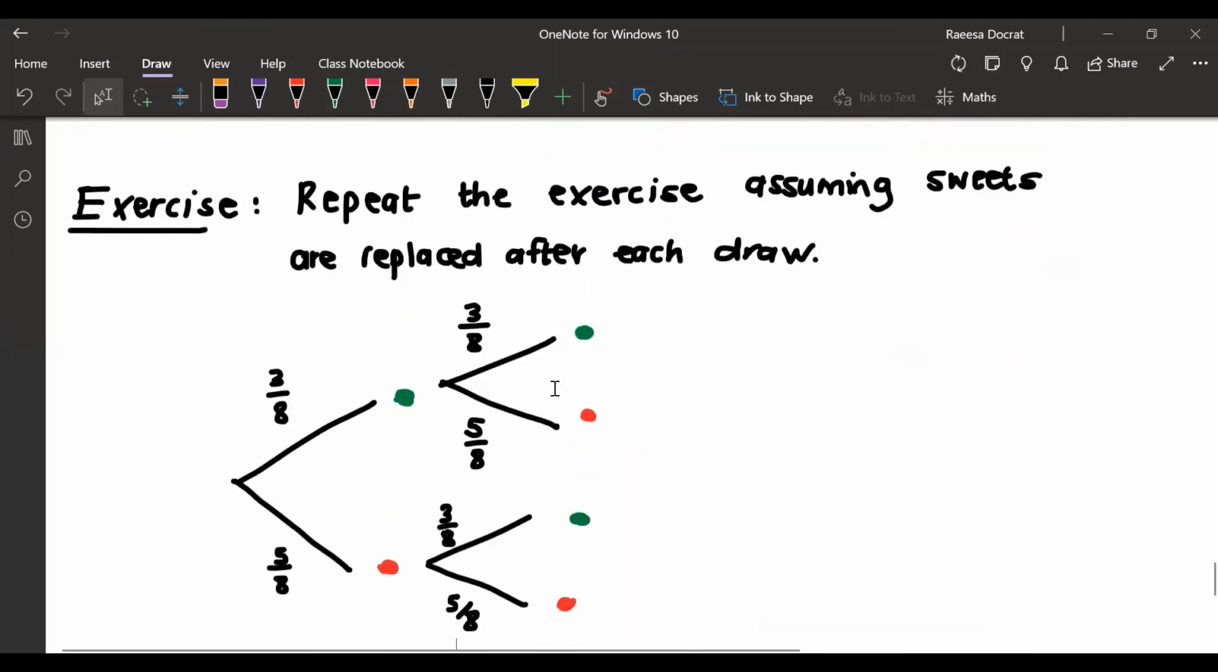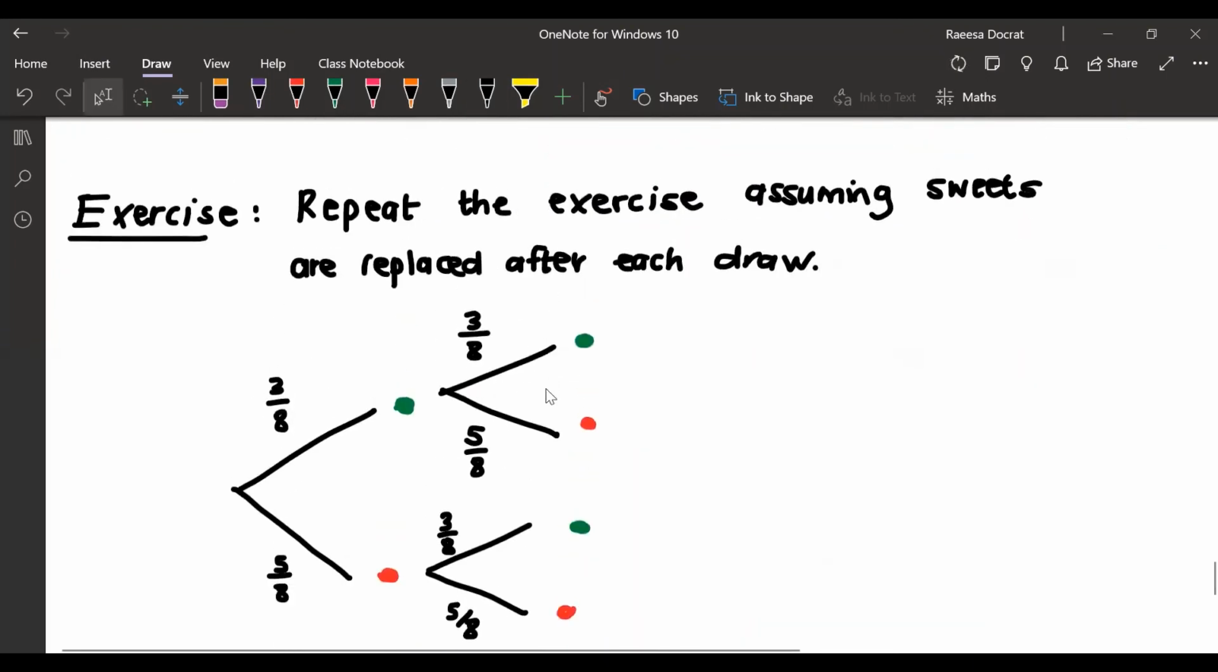Okay, so our outcomes are still the same. We can still get a green and a green, we can get a green and a red, we can get a red and a green, and we can get red and red. So our outcomes are still the same, but the probabilities of those outcomes change slightly with and without replacement.